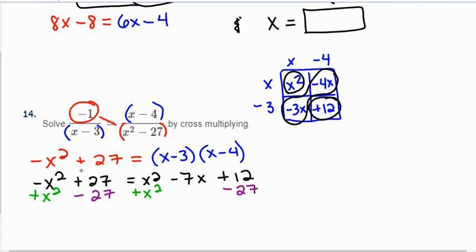Okay, and when you do that, it causes the left side of your equation to just equal 0. 0 equals 2x squared minus 7x minus 15.